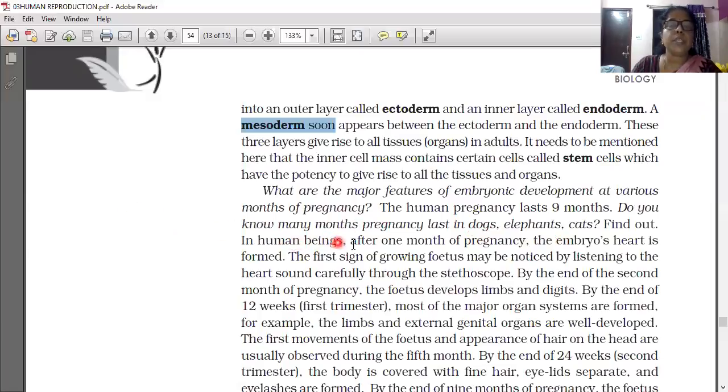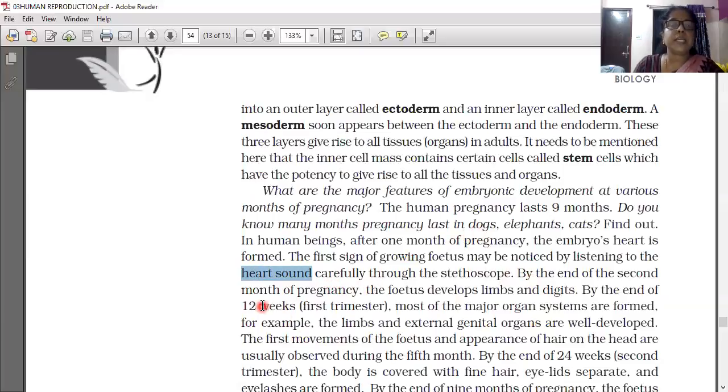In human beings, after 1 month of pregnancy, the embryo's heart is formed. The first sign that the fetus is growing properly can be noticed by listening to the heart sound. Doctors check this by using a stethoscope to hear the heart sound of the fetus.